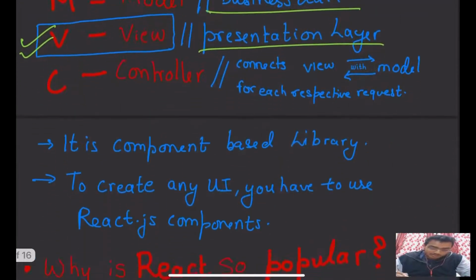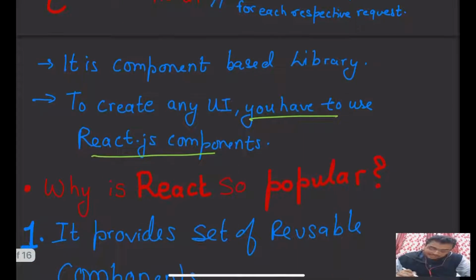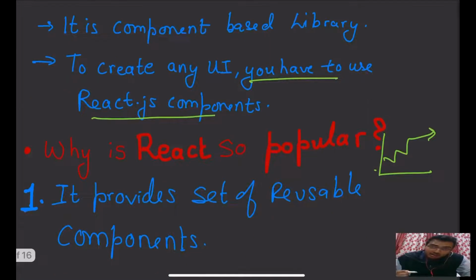It is a component-based library. React is basically a component-based library that is used to create any UI. And to create any UI, you have to use React.js components. How? I'll tell you now. Why is React so popular? These days, you must have heard that React is taking up and getting quite popular. So why so? I'll give you 5 such reasons why React is very popular.